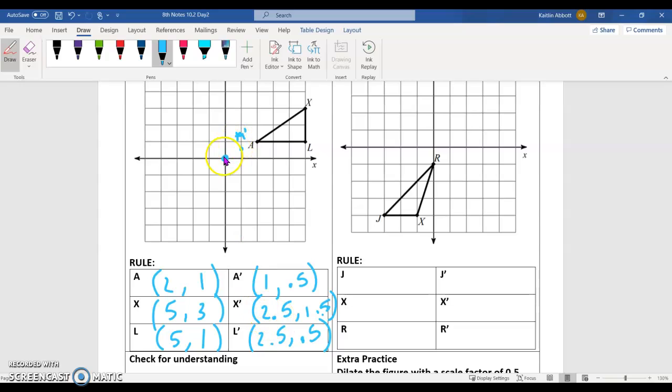And X prime is 2.5, 1.5. 2.5, up 1.5. It's going to be right in the middle of this whole box here. And that is X prime. And L prime is 2.5, 0.5. 2.5, so 1 box, 2 boxes, and 1/2 box, and up 0.5. Right in the middle here. Got a little baby triangle. L prime, and connect your dots.